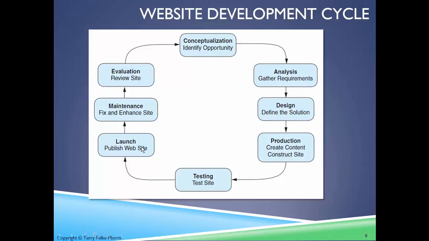Once the test website has been approved, it's published to your live production site, which is called a launch. Next comes maintenance. A website is never finished. It's constantly being tweaked. Finally, you go through some kind of an evaluation process. You set goals during the conceptualization phase, and during the evaluation phase, you're going to review those goals and determine whether or not the website meets them. What did you do right? What did you do wrong type of an idea.